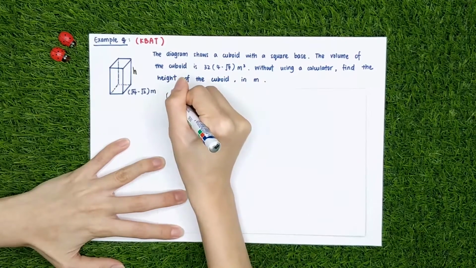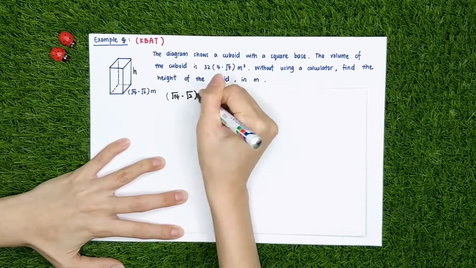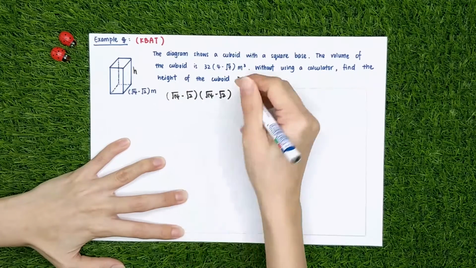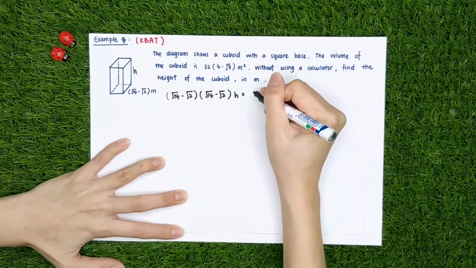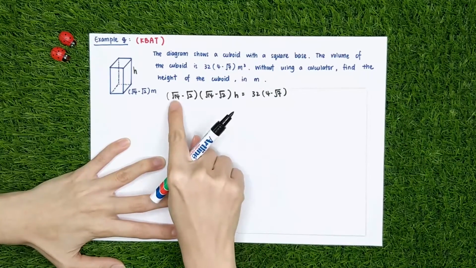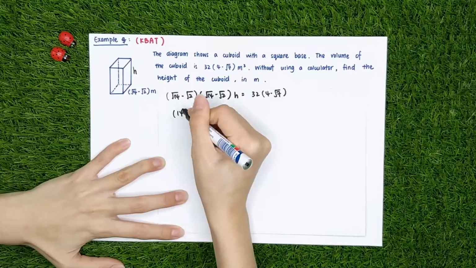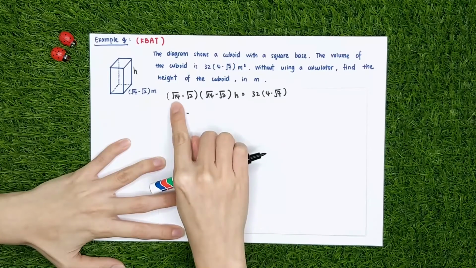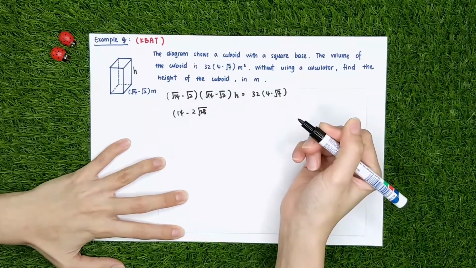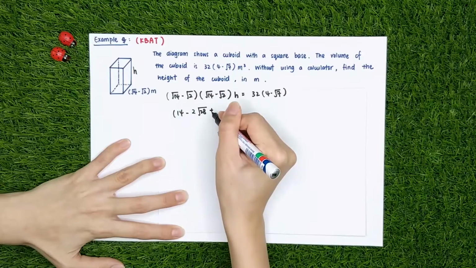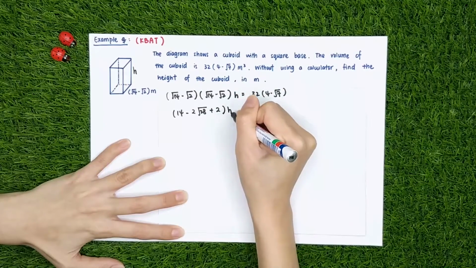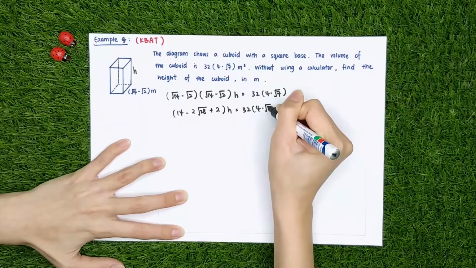Okay, so it's square root of 14 minus square root of 2 times square root of 14 minus square root of 2. This I will get the area of the base times the height, then I will get the volume, which is 32 times 4 minus square root of 7. Okay, so square root of 14 times square root of 14, I will get 14 minus square root of 2 times square root of 14, minus again square root of 2 times square root of 14, I will get 2 square root of 28. Okay, plus minus you get a positive at here. Square root of 2 times square root of 2, you will get a 2 at here. Okay, so times h equals to 32 times 4 minus square root of 7.